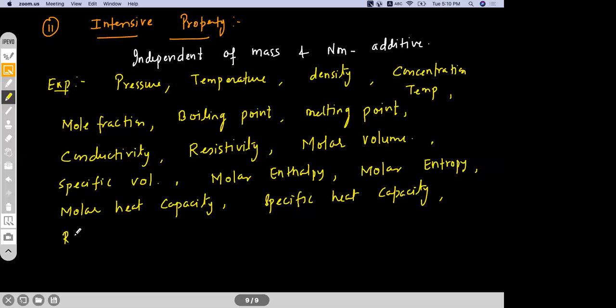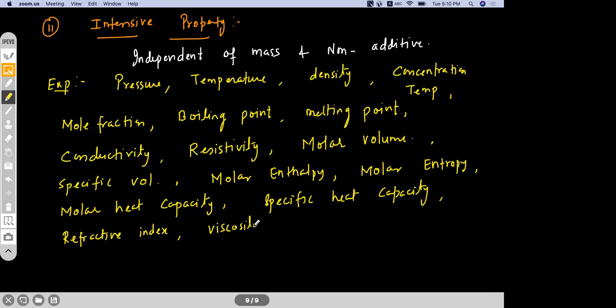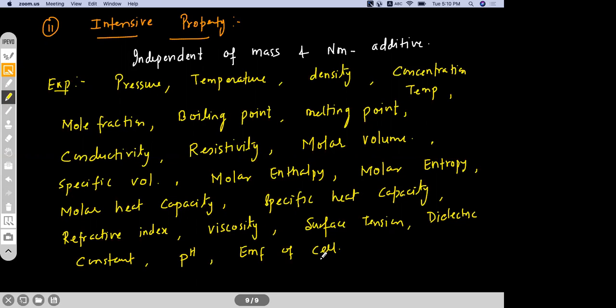Refractive index, intensive. Viscosity, intensive. Surface tension, intensive. Dielectric constant, intensive. pH value, intensive. EMF of the cell, intensive. Copy this down.